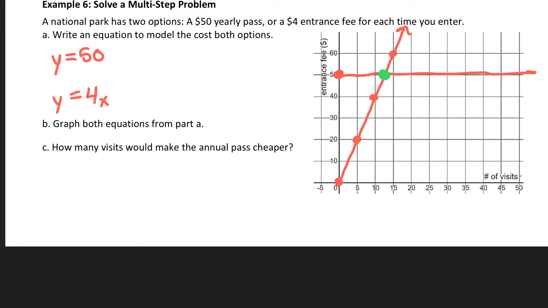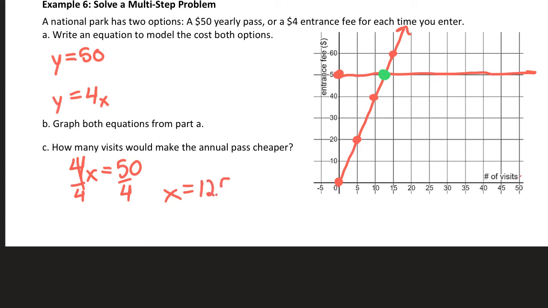So one way you could figure out mathematically when they're the same is you could just do the equations and set them equal to each other, right? You want to figure out how many visits it takes you to get to $50. So if I divide both sides by 4, x is going to be a little over 12. So it's 12 and a half.